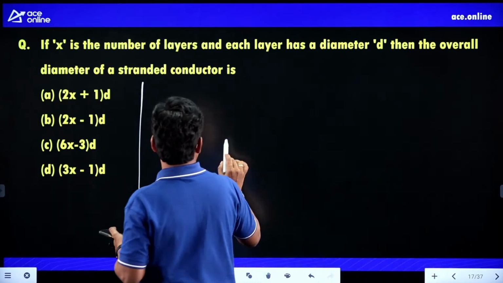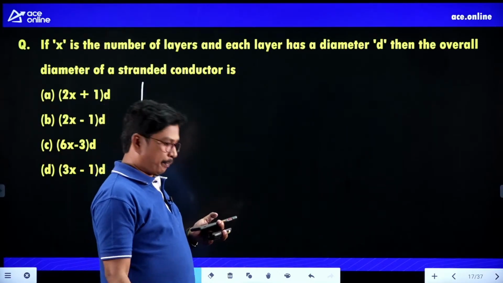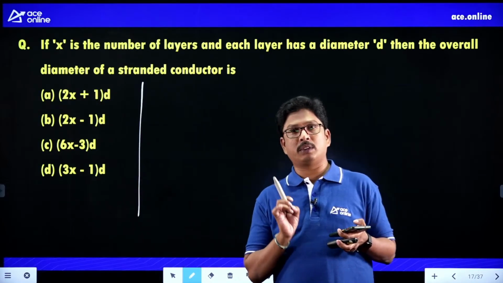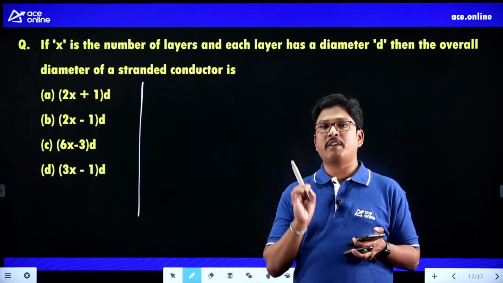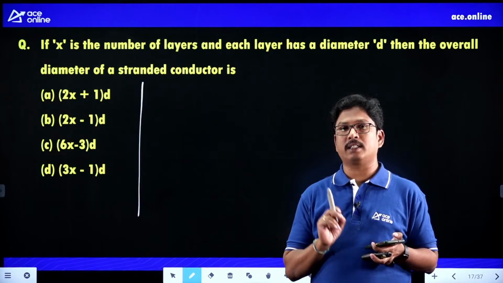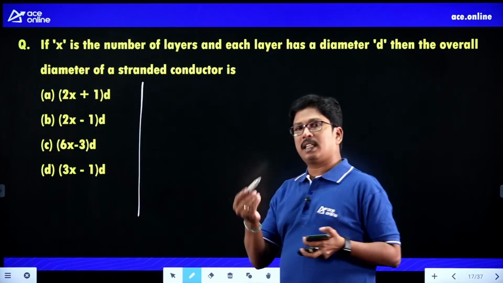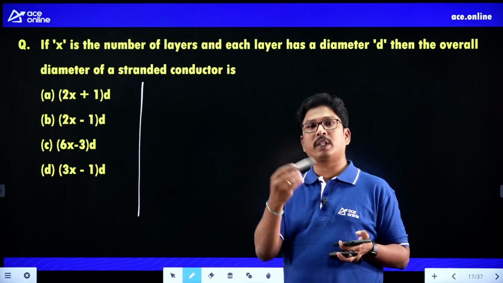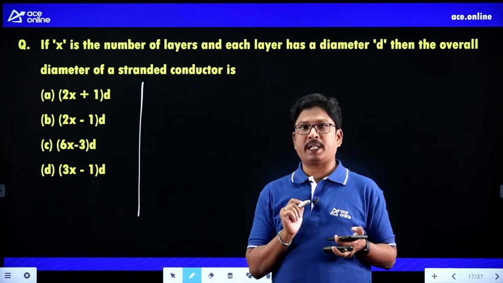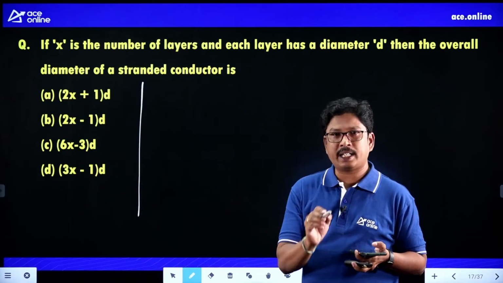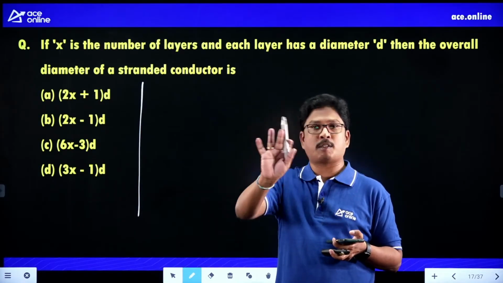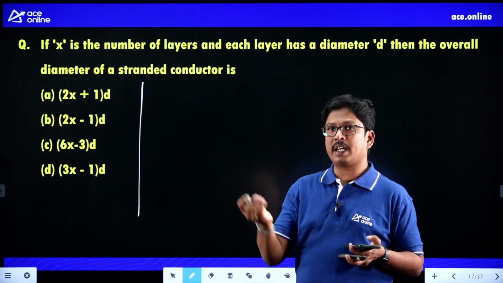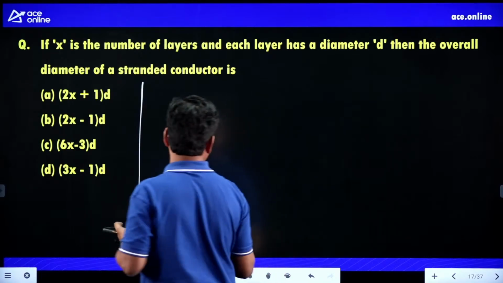Just check here, students. Actually, for this type of question, they have to give it more clearly, from where you are starting. Sometimes we consider the center conductor as a separate layer. Sometimes we don't consider the center conductor as a separate layer. Suppose the center conductor is not considered as a separate layer, then how many conductors are we having in each layer?